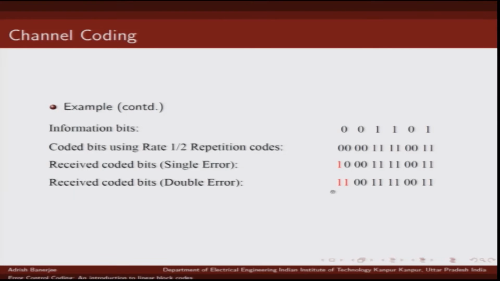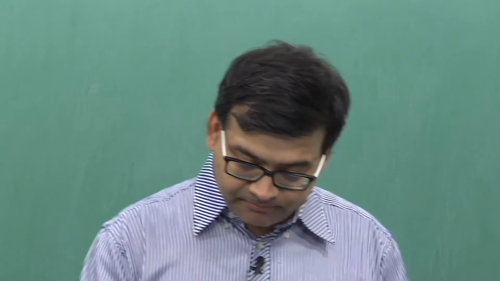This kind of thing happens when the error pattern is such that it transforms one code word into some other code word. Since 1 1 is a valid code word for 1, the decoder is not able to detect this error. So, this rate 1/2 repetition code is able to detect a single error, but it is not able to detect double errors. Now, let us look at whether it can correct any errors.